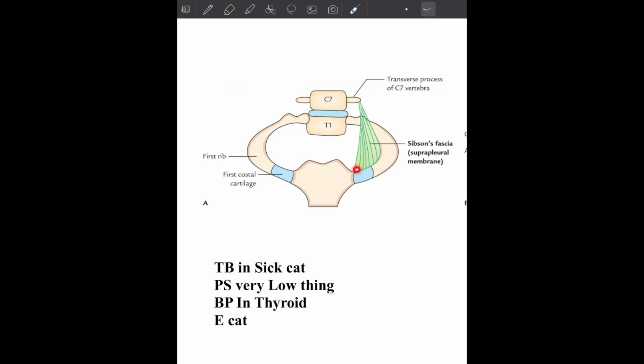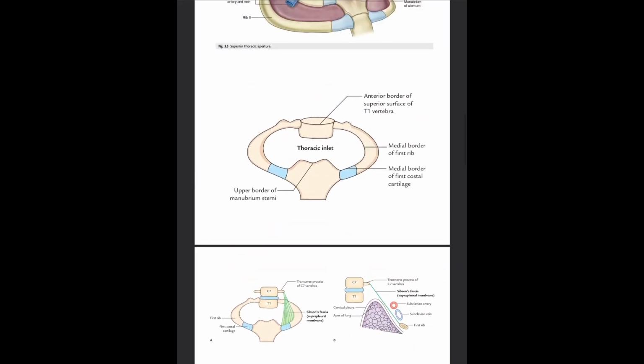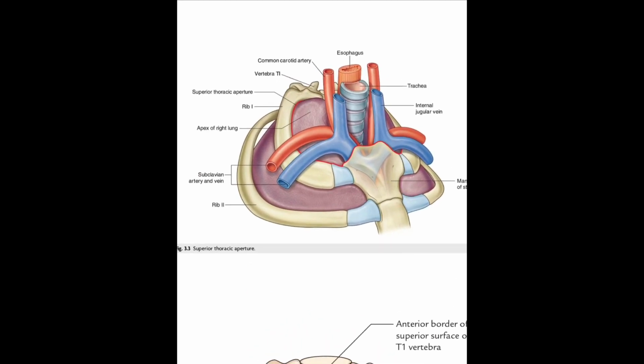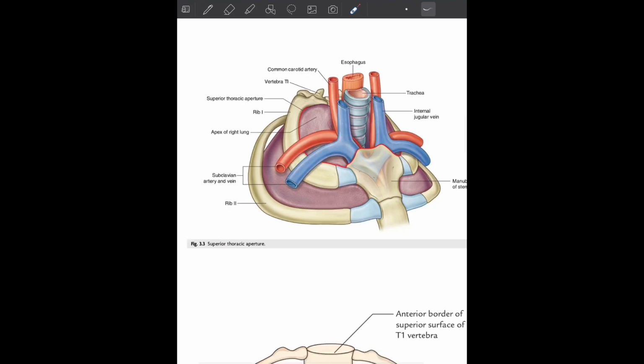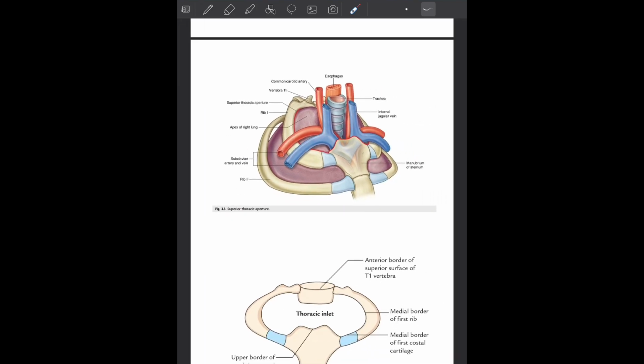The base of the Sibson fascia is attached to the inner border of first rib and its costal cartilage. Its superior surface is related to subclavian vessels. Let me show that for you. Superior surface is related to subclavian artery and veins. And the inferior surface is related to cervical pleura. Cervical pleura is a fluid membrane that covers the apex of the lungs.